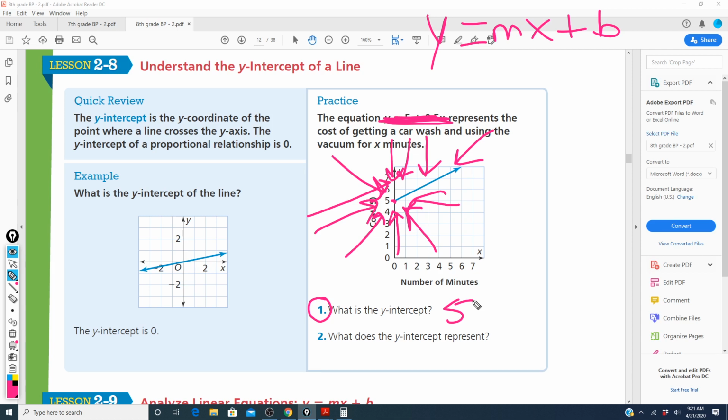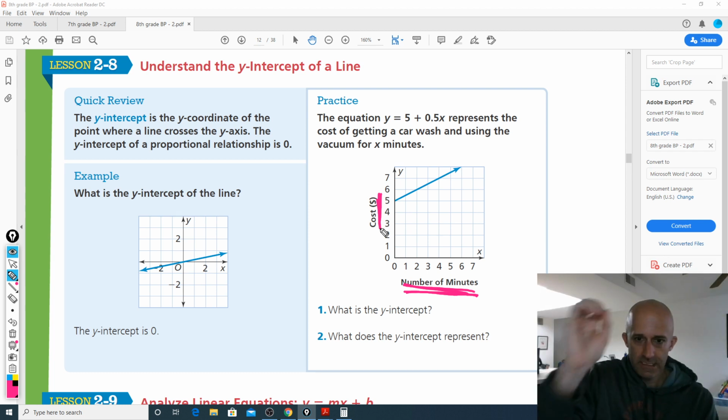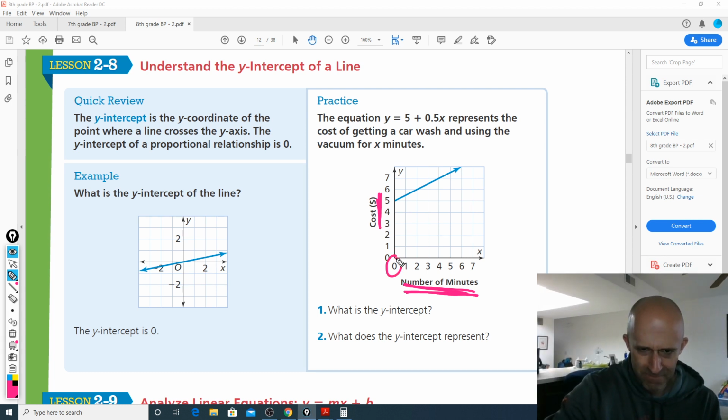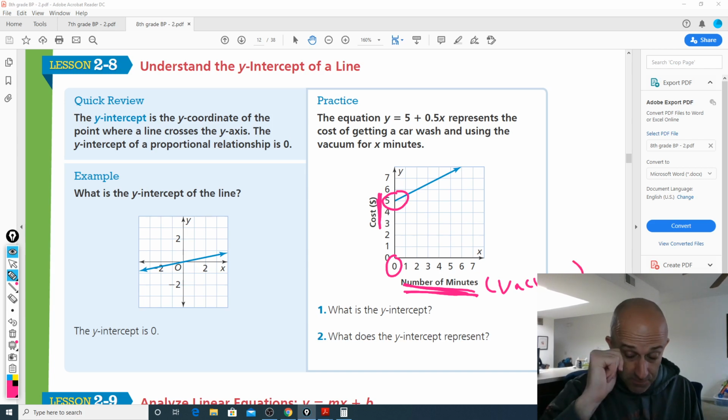So what does that y-intercept represent? If you're doing a car wash, and you're comparing the number of minutes to the cost, if at 0 minutes your cost is $5, you have to be able to make that correlation. It represents the cost of getting a car wash and then using the vacuum for x minutes.